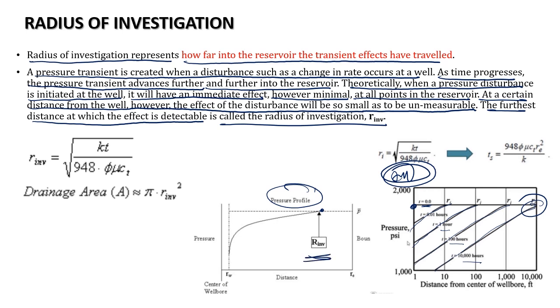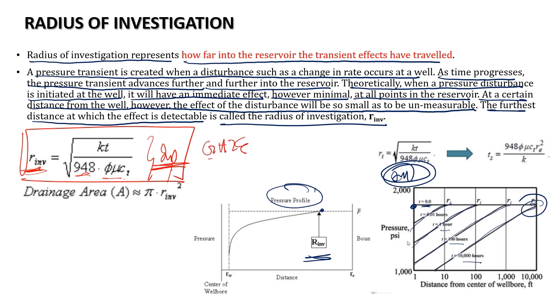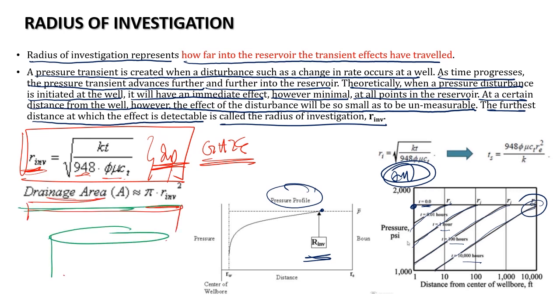Now, this is the formula to find my radius of investigation, where r_i = sqrt(kt / (948 φ μ ct)). I will derive this when I discuss the diffusivity equation. So this is the formula for finding the radius of investigation. This is a very GATE level formula, GATE level concept. Now the concept is valid when I am having a cylindrical reservoir.